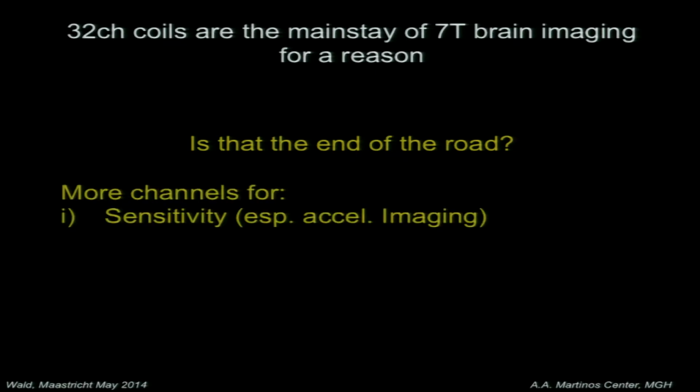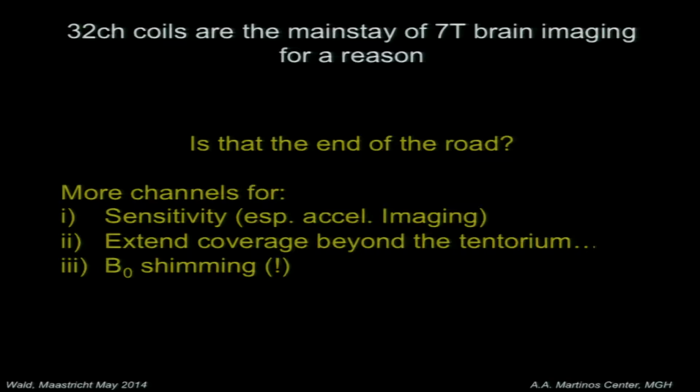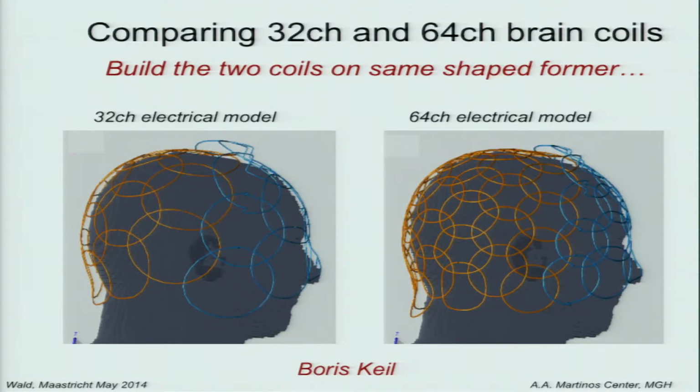So what's at the end of the road? What do we need? More channels? That's 32 channels. I would argue that we're dying to have more, that 7T will really shine once we get above 64 channels. 32 is kind of marginal. Sensitivity, extended coverage beyond the tentorium we need, and we need B1, B0 shimming through the RF coil, and I'll explain that in a minute.